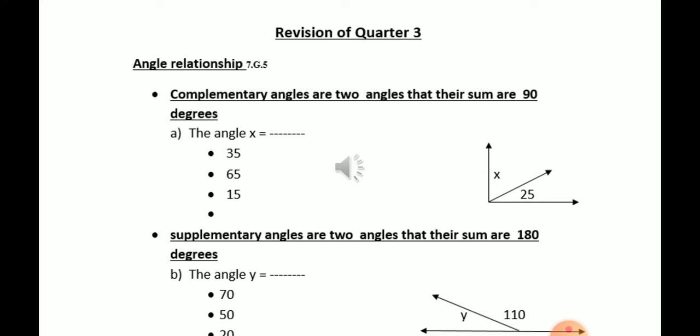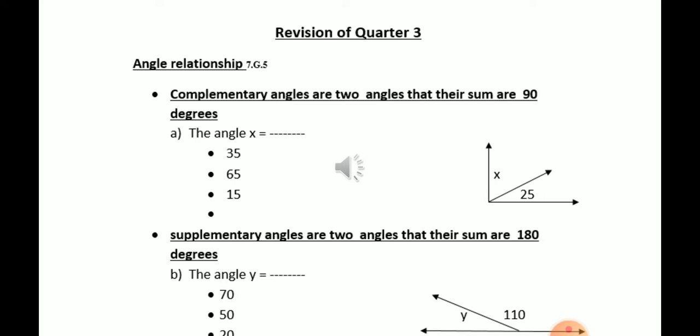Angle relationship. Complementary angles are two angles that their sum is 90 degrees. Okay, the question will be like that. The angle x equals what? 90 minus the given angle, which is 25 degrees. So the answer will be 65.